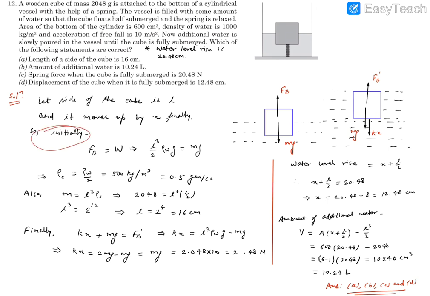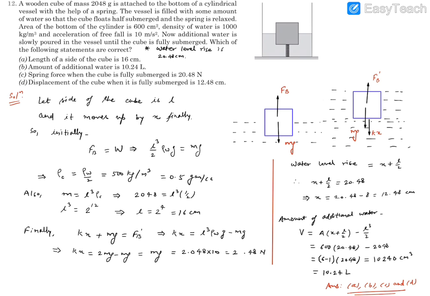So for the initial condition we can have force balance, that means FB must be balancing the weight, and the buoyancy force FB can be written as the submerged volume, which is half, into density of water into g, is equal to mg, the weight. Now we know mg can be written as volume of the cube, which is L cube, and density of the cube, let's say rho cube. When we simplify this, density of cube comes out to be density of water by 2, because this half will be prevailing.